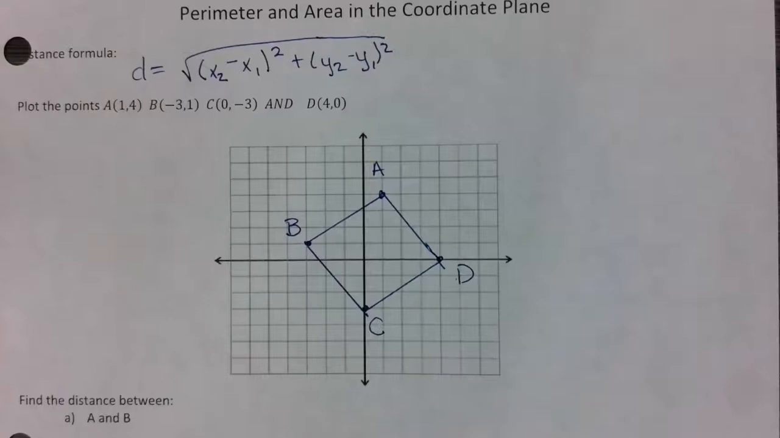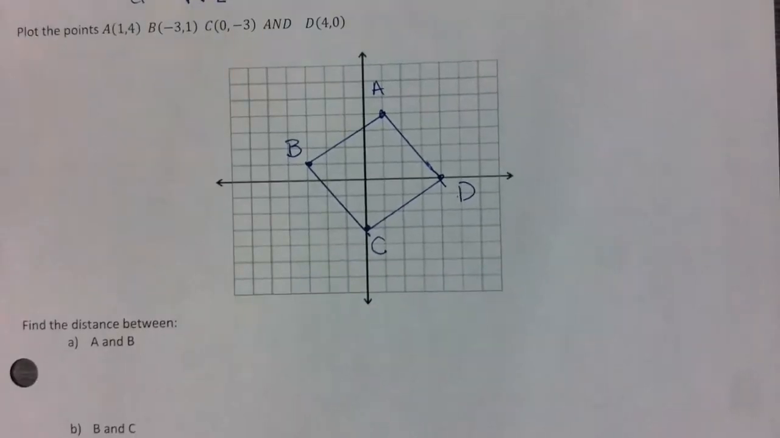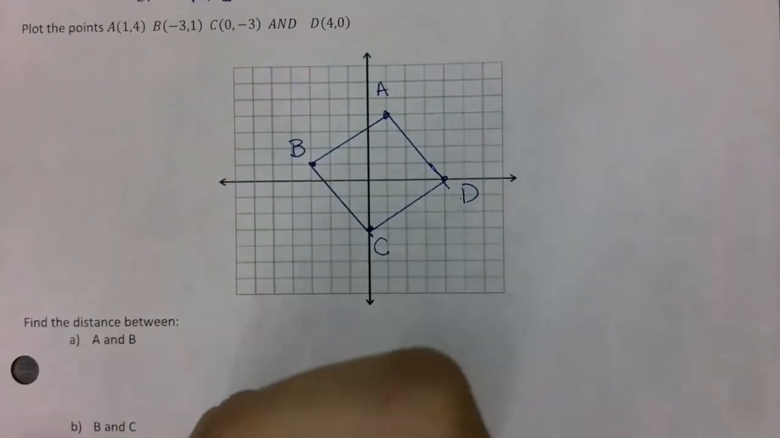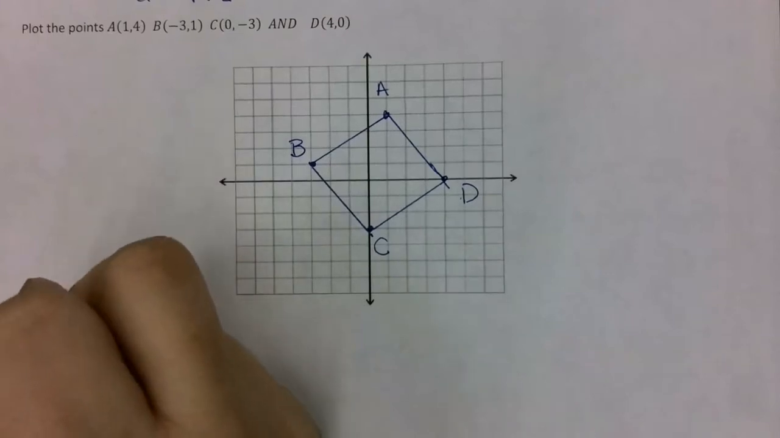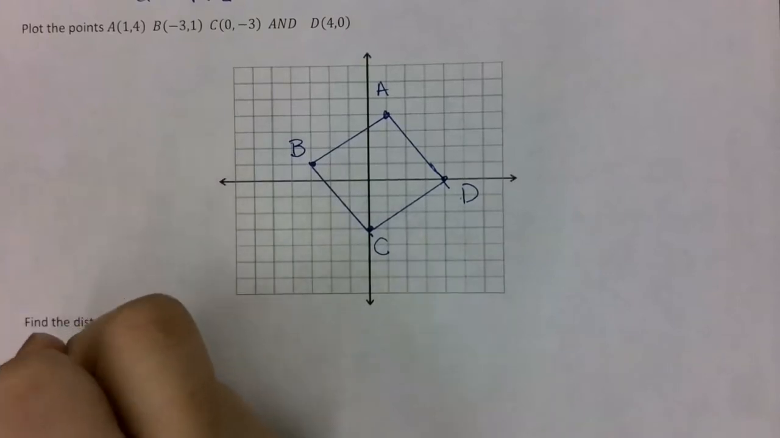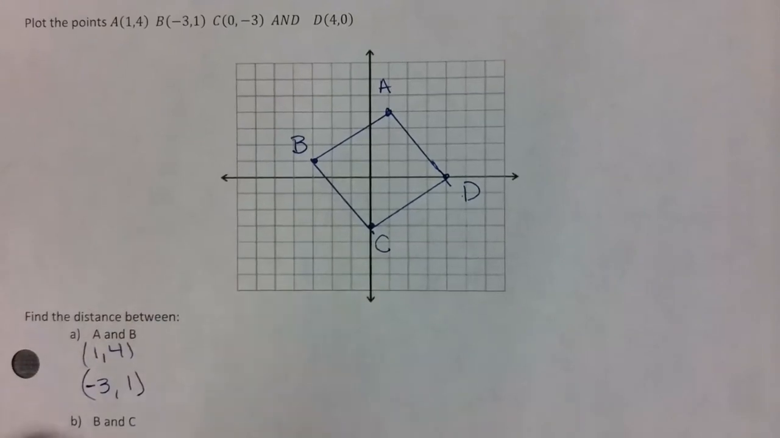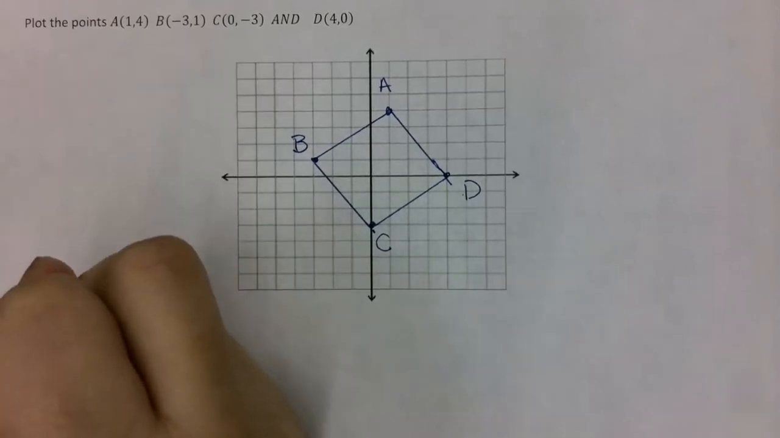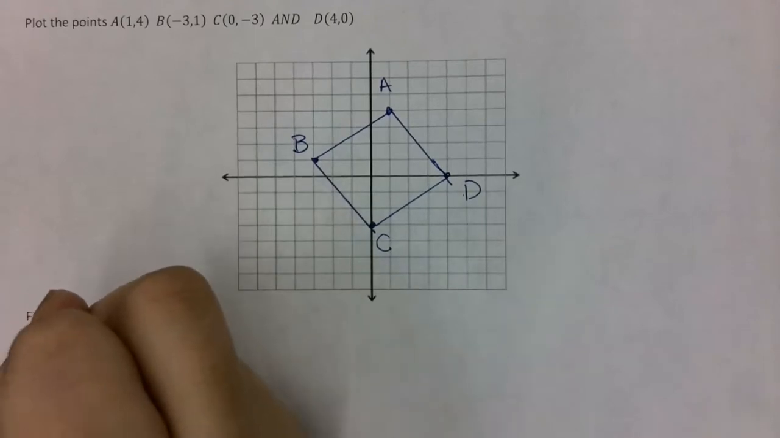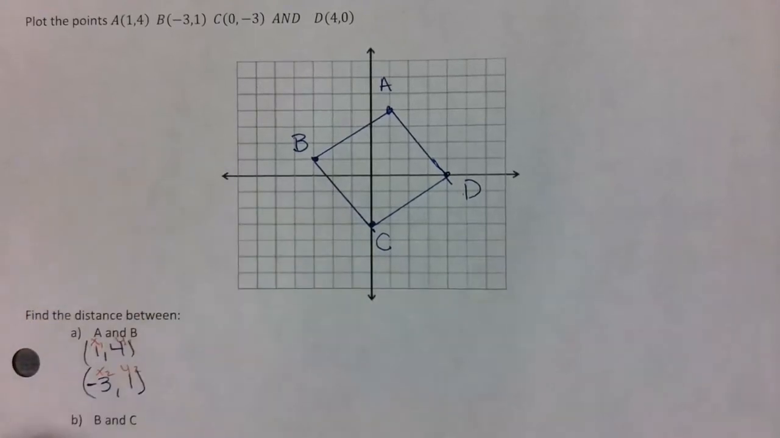Can I move on? Has everyone plotted this shape? Okay. So it wants me to find the distance between points A and B. Those were (1, 4) and (-3, 1). If I were to label these, this would be x1, y1, x2, y2. Let me go erase the formula.